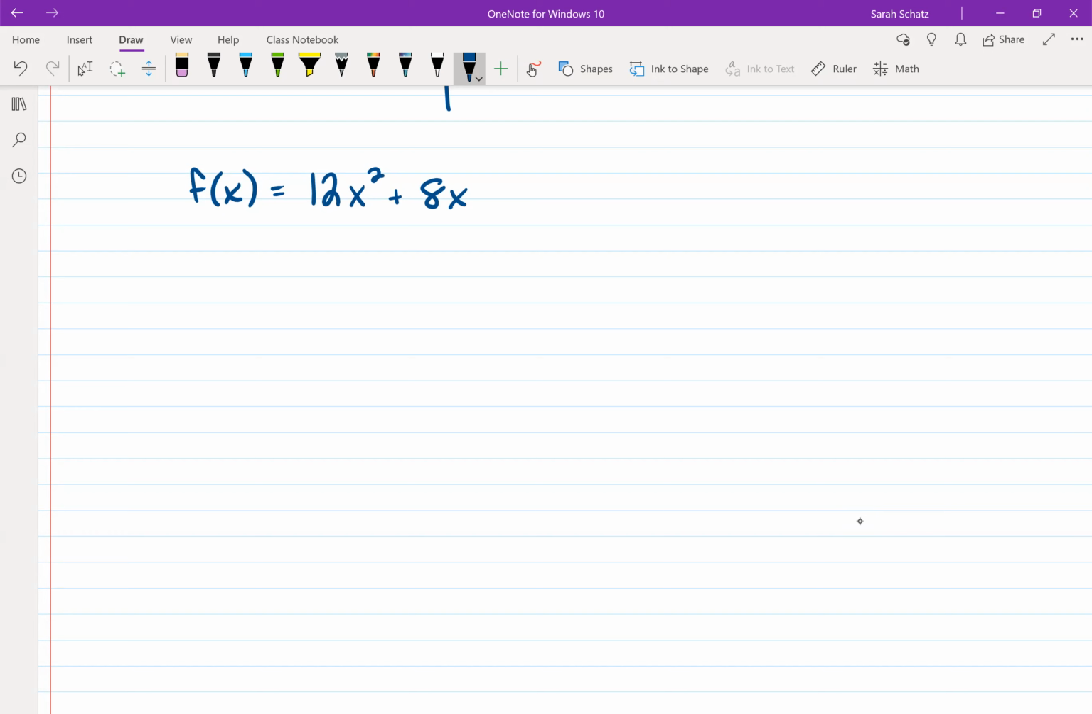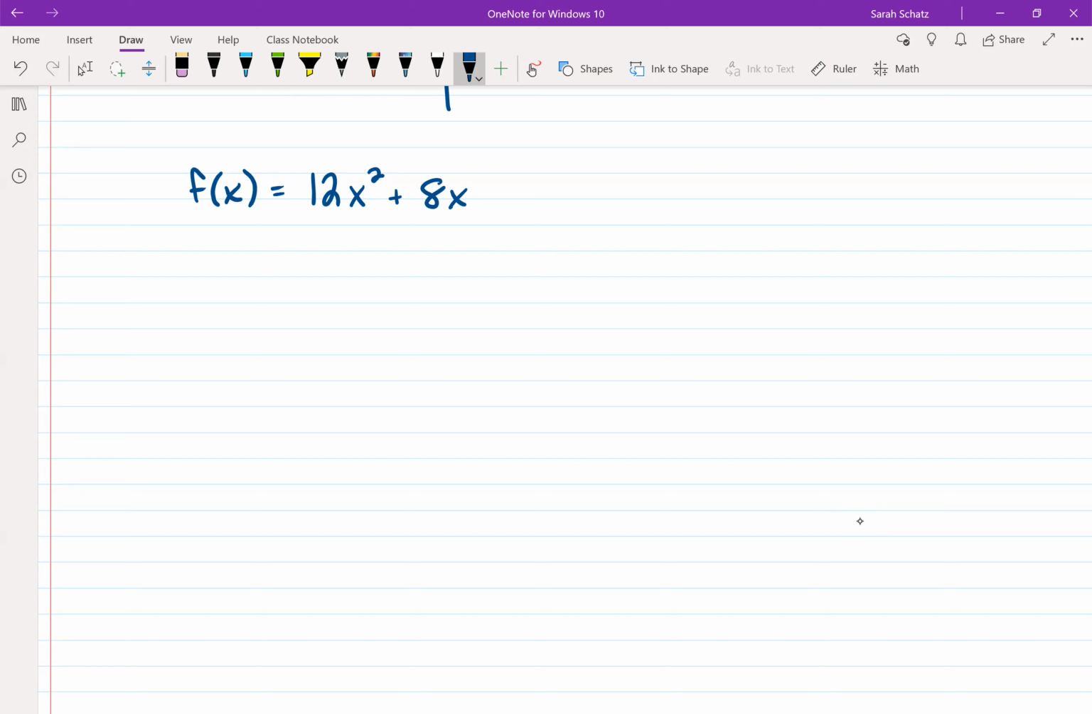And I want to find all this stuff. I want to know, where is this function going up? Where is it going down? Where is the derivative 0? As in, where are the places where it changes from up to down and stuff like that?